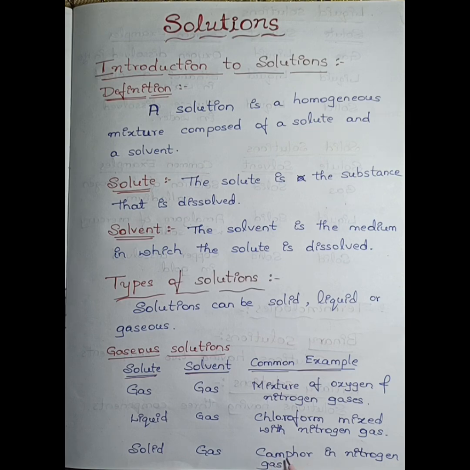Camphor is an organic compound which has the formula C10H16O. It sublimes in nitrogen gas. Sublime means it directly turns from solid to gaseous state. So camphor, this organic compound, in nitrogen gas is an example of a gaseous solution. These kinds of solutions and examples are important for your exam.